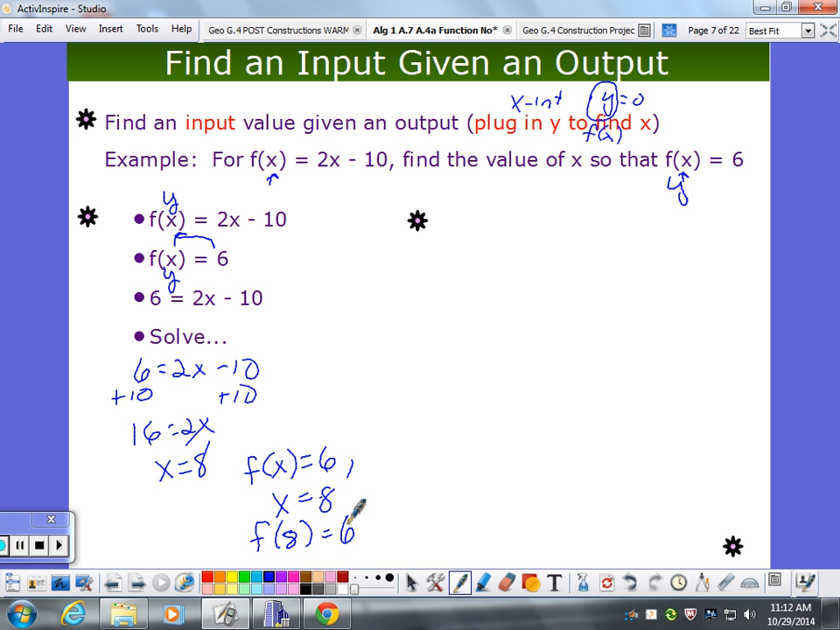Nobody follows that at all? I did. Okay, all right, now I got 2 people. Let's see, I think I got another example here. Find x such that f of x equals 0.